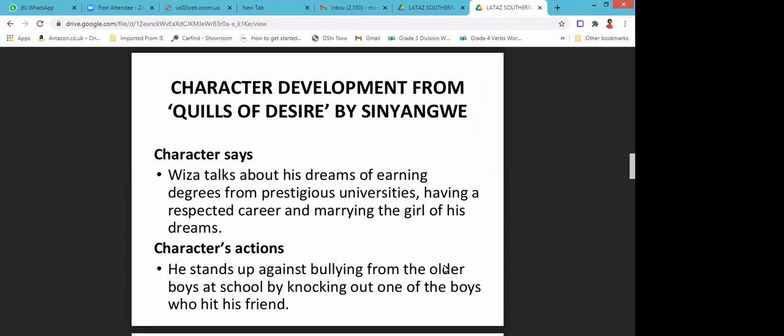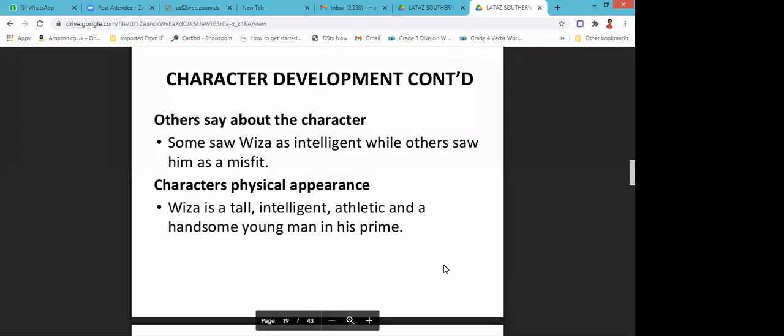And I mentioned Wiza is temperamental. So at times he gets in trouble at school. So one time he stood up for his friend who was being bullied by the older boys. So that's what a character says, the actions of a character.